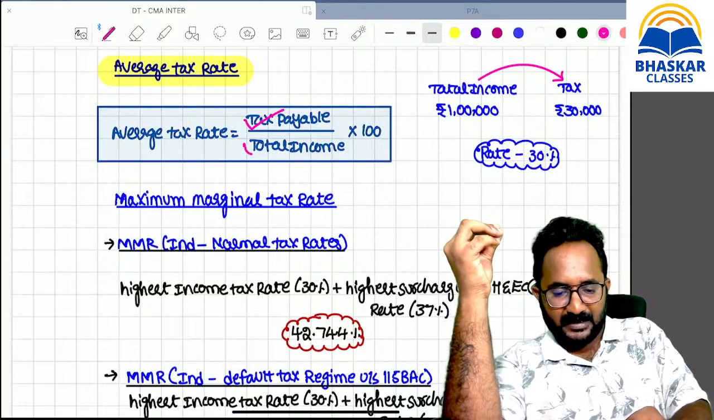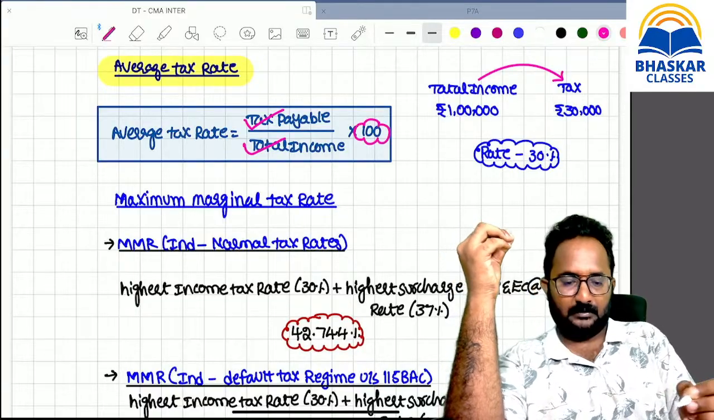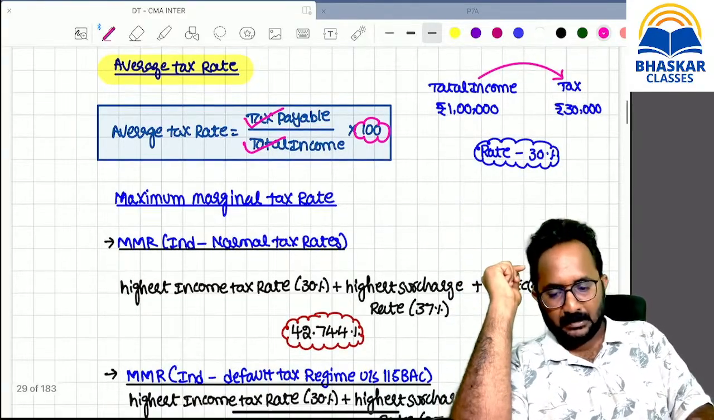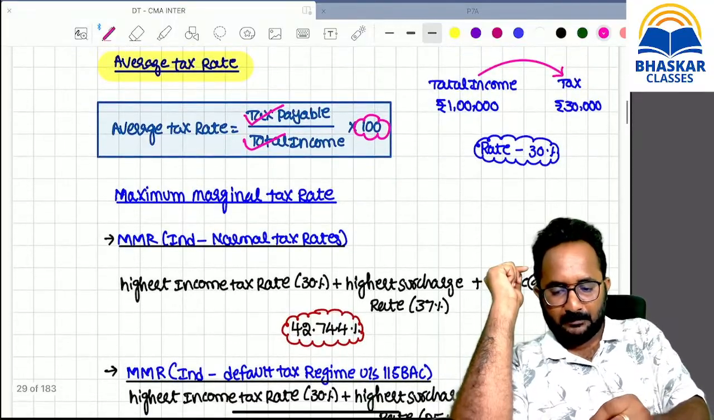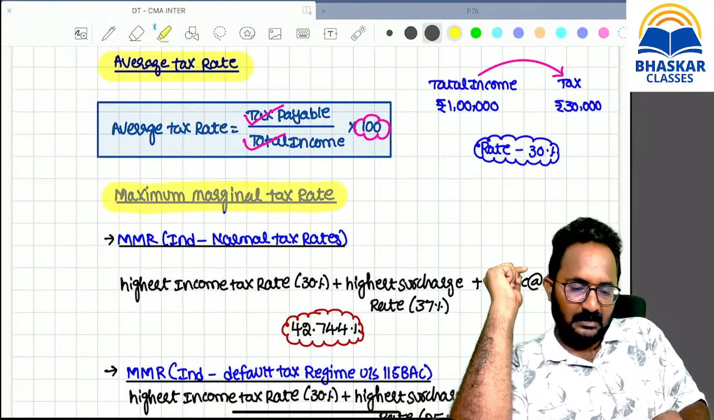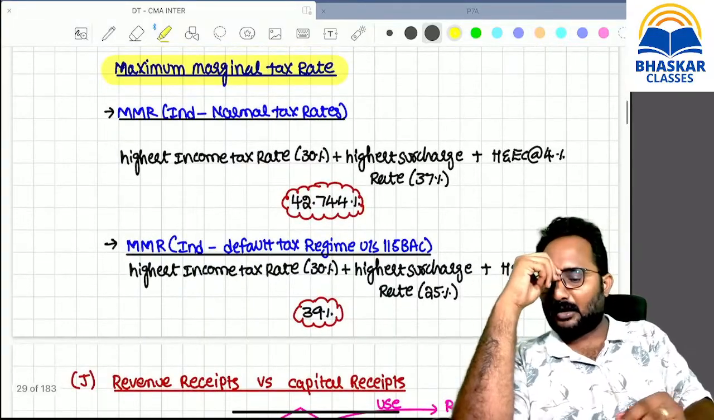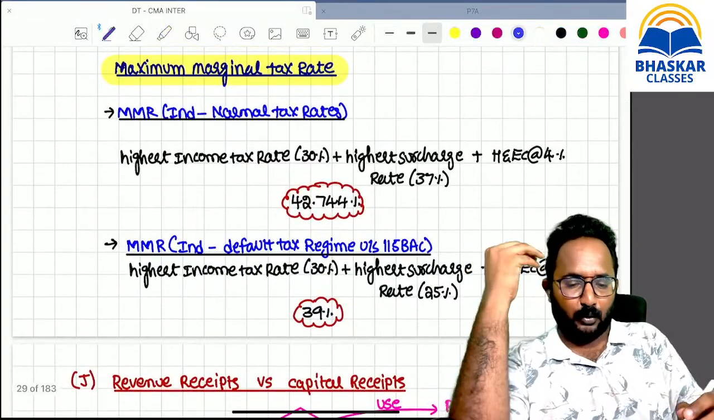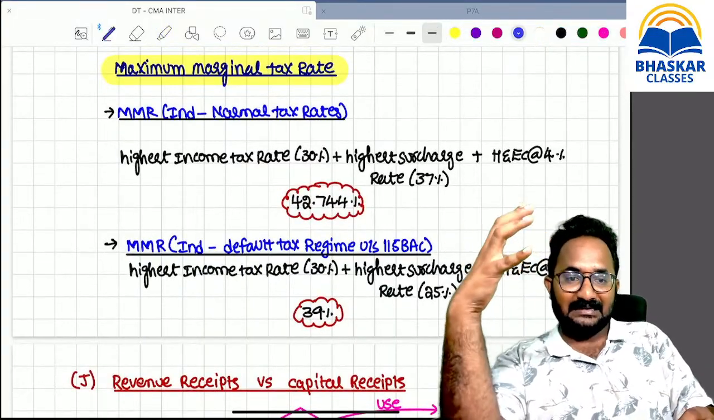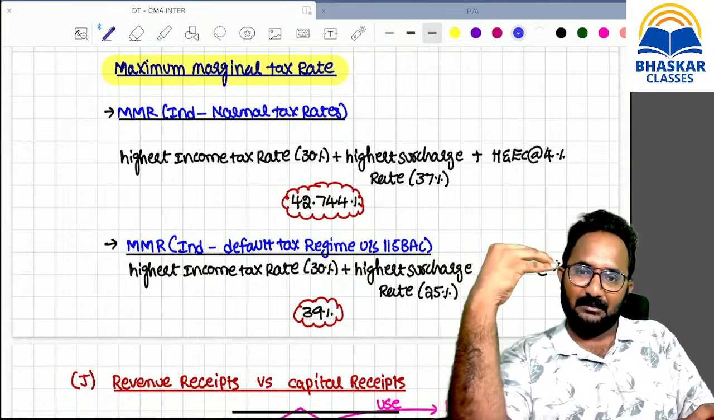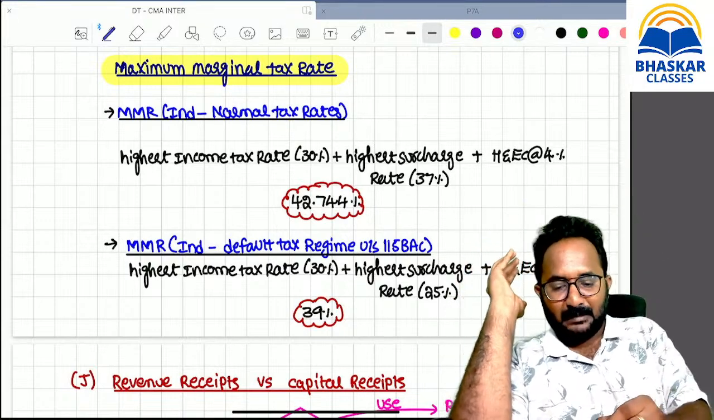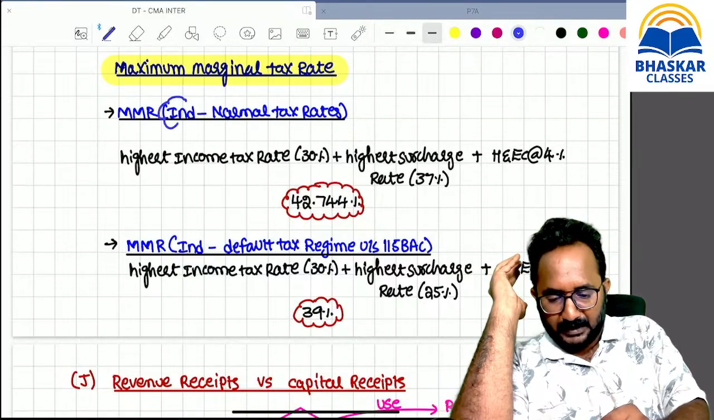Tax payable divided by total income into 100. Then you will get the average tax rate. Now, important for MCQ purposes, the maximum marginal tax rate. In certain default cases, if you have not followed the income tax provisions properly, they can collect the tax by using the maximum marginal tax rate.